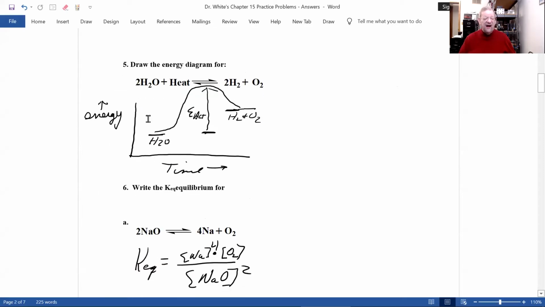Now here I have another reaction, and again, draw the energy diagram, show activation energy, again on the y-axis energy, on the x-axis time, and I see a question. Biljana, no, it would not be.